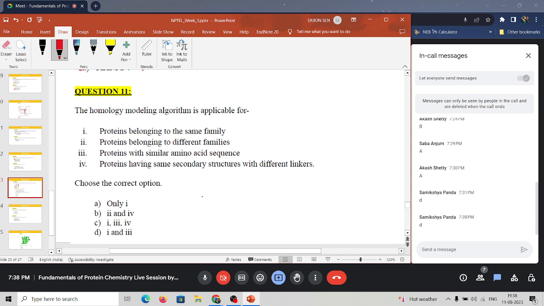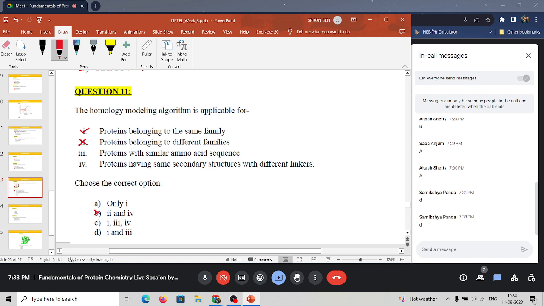Yes, that is correct. So proteins have to be of the same family, right? They cannot be of a different family. So 2 is anyway wrong. So if 2 is wrong, which option gets eliminated? Okay, this one gets eliminated. Okay, only one. Let us see what is the one with similar amino acid sequence.